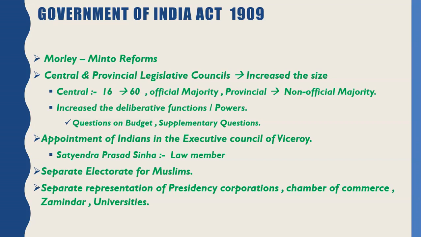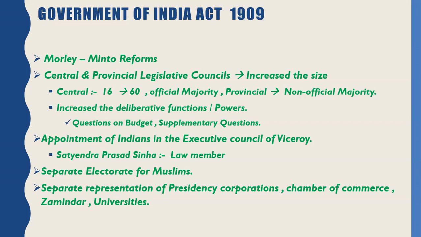Okay, but friends, there was the official majority in Central Legislative Council. Okay, so now what does it mean? So I have told you that there were two types of member in Legislative Council, official member and non-official member. Official members were those who were appointed as the officers in British Indian government, who were serving as the officers in British Indian government. Okay, means they were the government servants. So according to this act, there was official majority in the Central Legislative Council. It means that the number of official members was more than the number of non-official members.